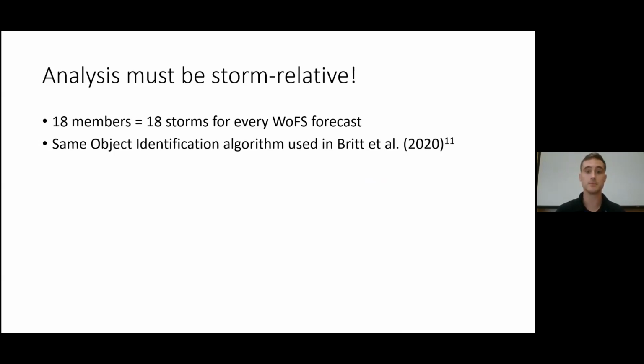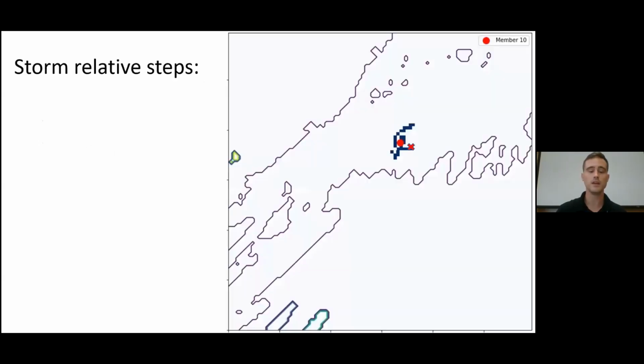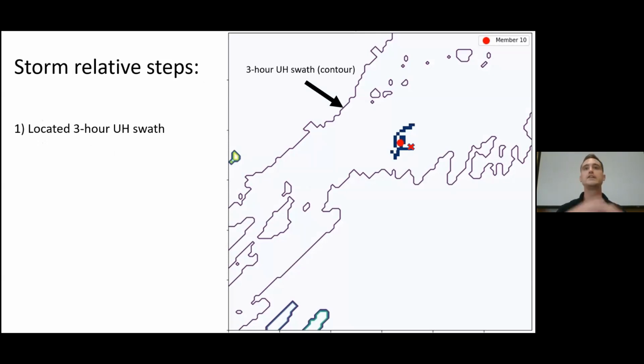So it turns out to be a lot of storms. So I used an object identification algorithm, the same that was used by Britt et al. 2020. Now I have a slide here to give you an idea of the rough process of collecting the storm locations. First, the purple outline here is a 3-hour updraft helicity swath, and this is essentially giving you a feel for where any storms at all could have been in that 3-hour swath.